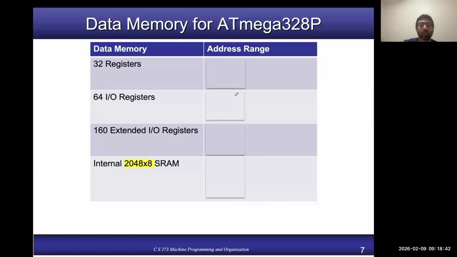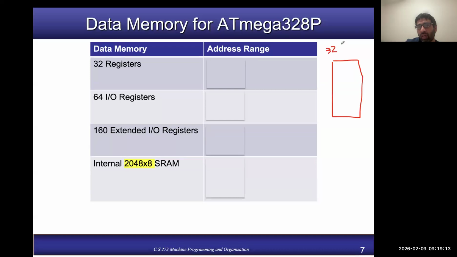So the data memory of ATmega328P, the whole address range of the data memory is divided into 4 sections, right? So when I say whole address range, it means, let's say this is your whole memory, right? And I think it is 32K.